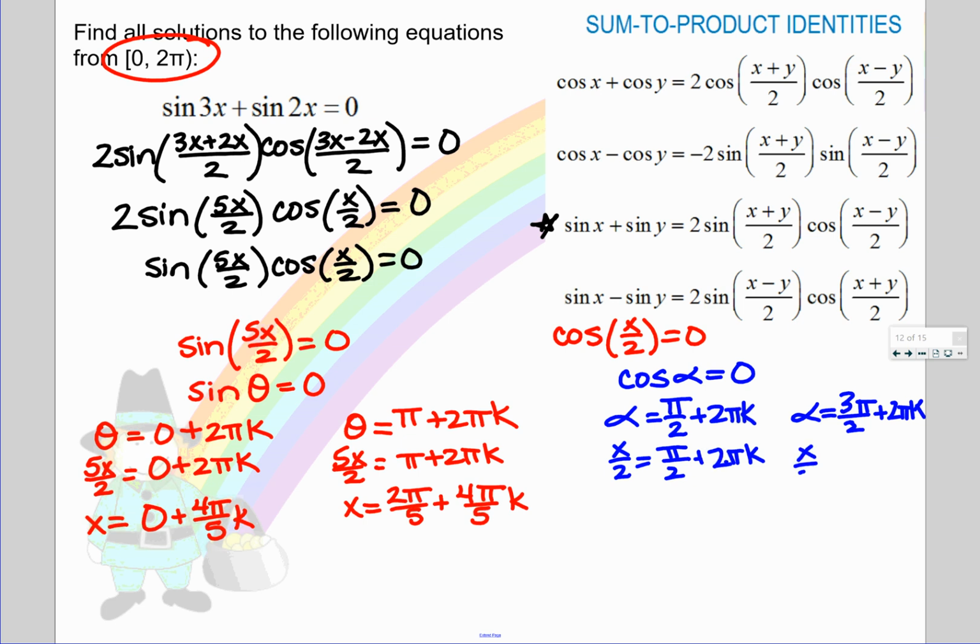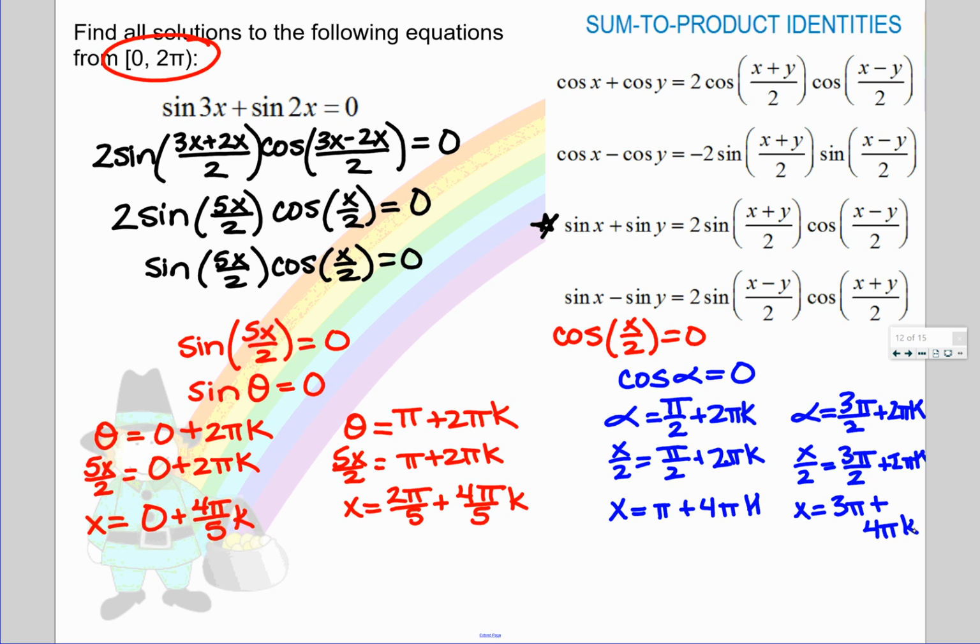And x over 2 equals 3 pi over 2 plus 2 pi k. All right, how do I solve for x? Multiply by 2. So x equals pi plus 4 pi k. And x equals 3 pi plus 4 pi k. There we go. All right, so I'm going to run to the board and list all these answers now.